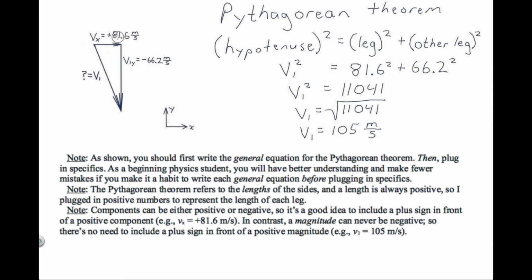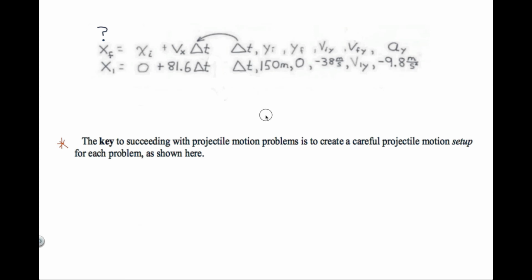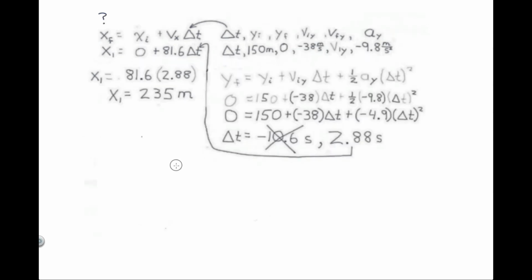If you know the components of a vector, you can use the Pythagorean theorem to find the magnitude of the overall vector, as we illustrated here. The key to succeeding with projectile motion problems is to write down the projectile motion setup, as we've shown here. For a projectile motion problem, the connecting link between the x component and the y component is delta t. In this problem, we used the y component to determine delta t, then we plugged our result for delta t into the equation for the x component.